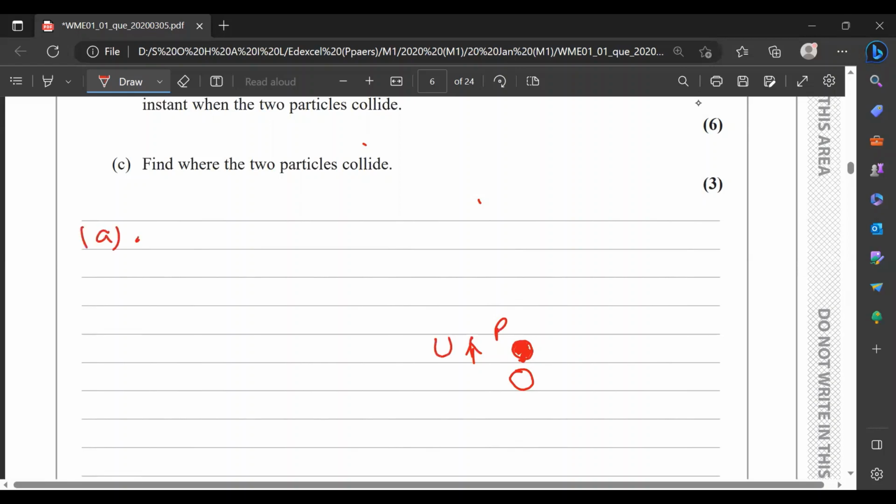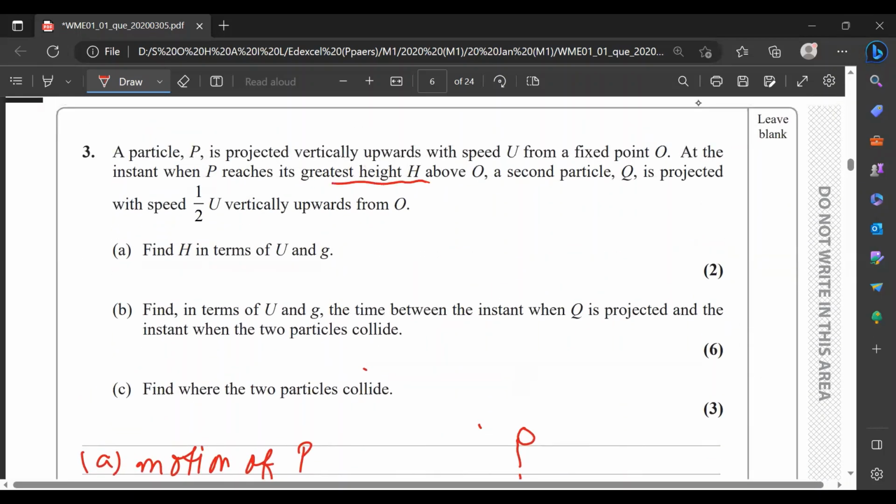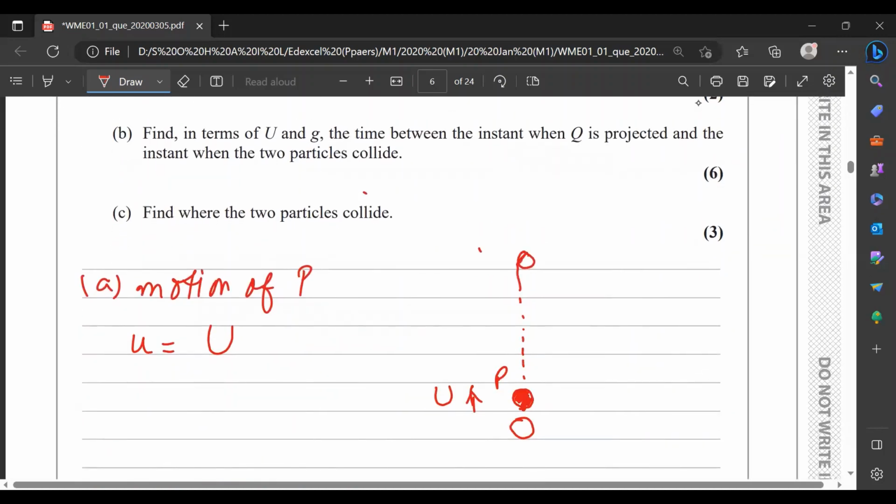So for A part, let us discuss the motion of P. Initial is U. At the highest point, it reaches the height h above the ground. At the highest point, v is 0, and the height is h.